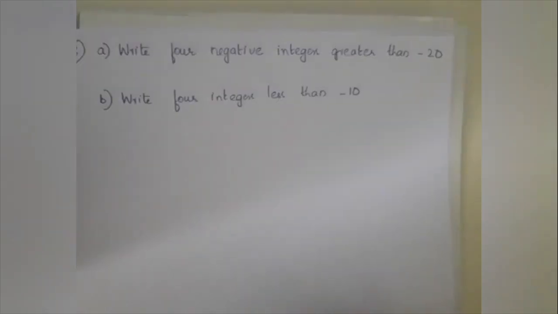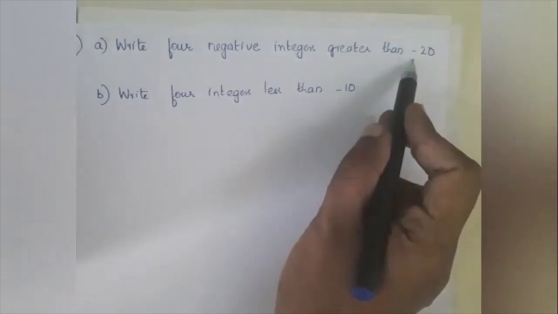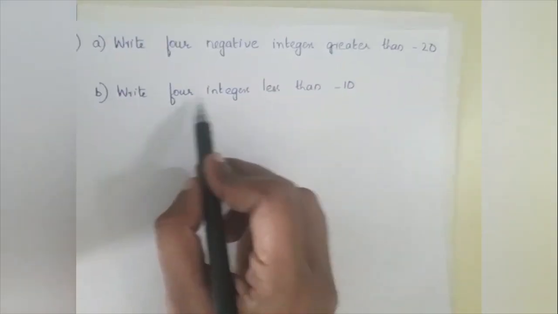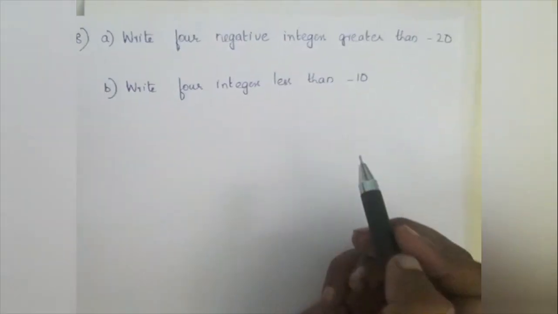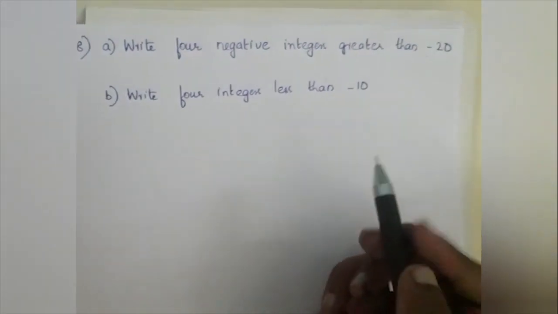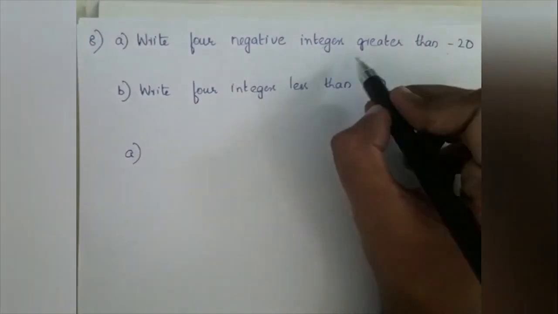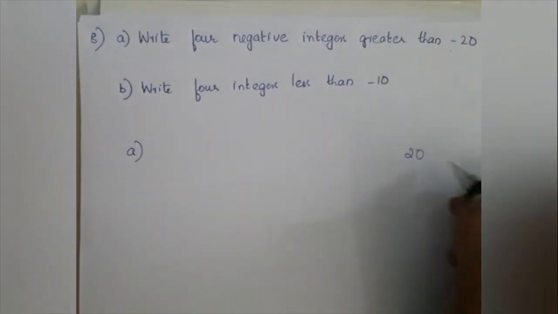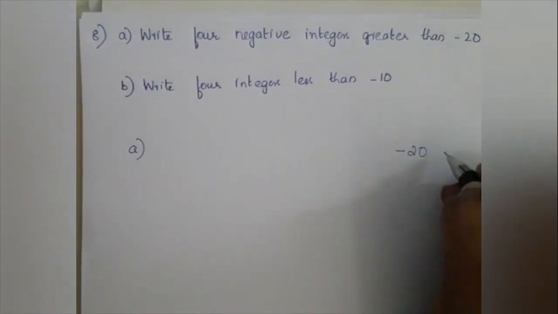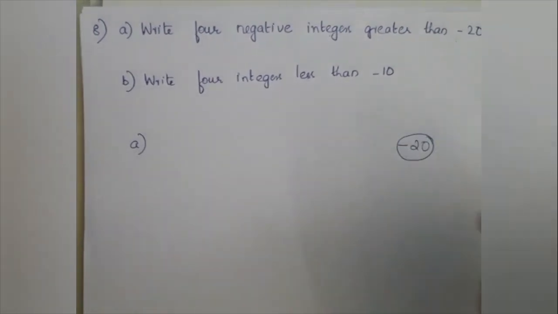Question for you. Write 4 negative integers greater than minus 20 and write 4 integers less than minus 10. If you want, you can draw a number line and see, but without drawing the number line, for the first question you have to write negative integers greater than minus 20. You have to write numbers greater than minus 20. So you have to think of it in the opposite way.